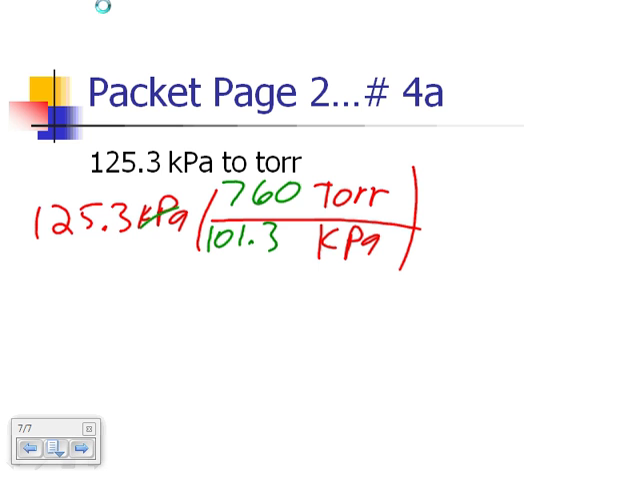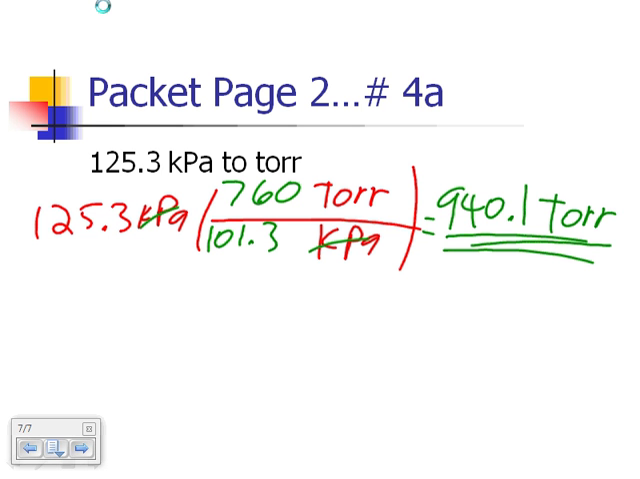When we do this calculation, our kilopascals will cancel out. We will end up with our units of torr, and we will get 940.1 torr for our answer. So in your packets, after this introduction, you'll need to start looking at those first couple of pages, doing the conversions between pressures and conversions between temperatures.